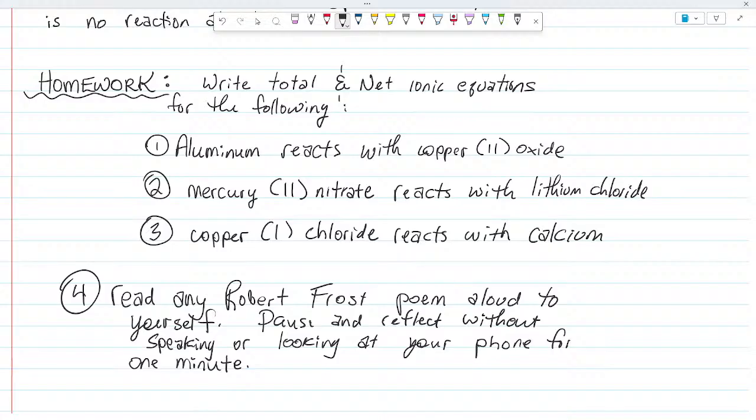Some say the world will end in fire, some say in ice. From what I've tasted of desire, I hold with those who favor fire. But if it had to perish twice, I think I know enough of hate to say that for destruction ice is also great and would suffice.